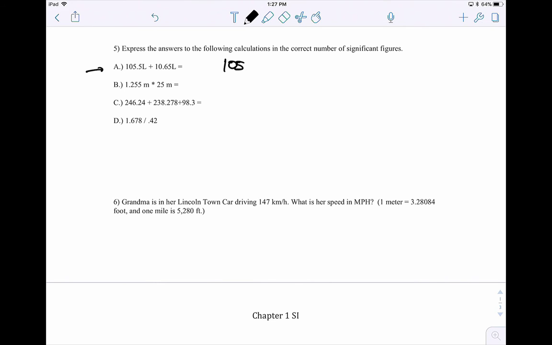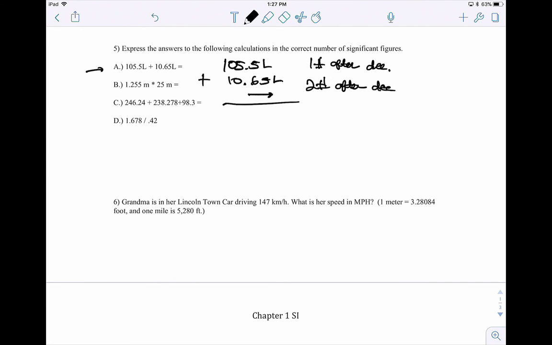You have 105.5 liters plus 10.65 liters. So in adding and subtracting, you're really only concerned with the numbers that come after the decimal place. In the 105.5, you have one number after the decimal. In 10.65, you have two numbers after the decimal. So in your final answer, you can only have the smallest number of digits after the decimal. So you can only have one number after your decimal in this case.